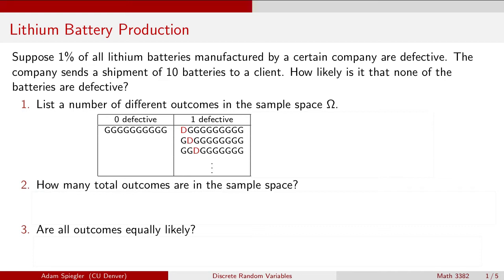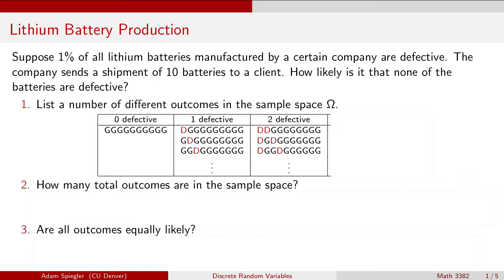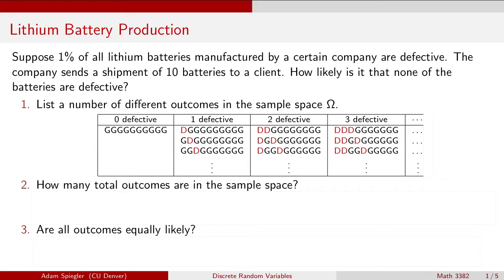And we can list all sorts of different outcomes. Here would be examples of 2 defective out of the 10, and we can go on and have all possible different outcomes where we have 3 defective batteries out of the 10. So there's a lot of possibilities here. And rather than list out all of these outcomes, there's a whole lot of them, let's consider how many different outcomes are in this sample space. So in other words, how many different possibilities are there if we send 10 different batteries?